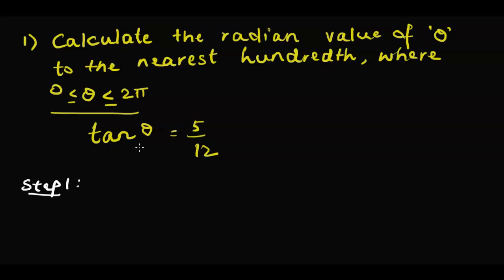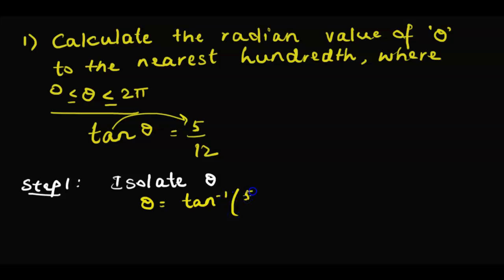Step 1 is to isolate theta. How do we do that in this case? We leave theta on one side and we move this tan to the other side. This would give us tan inverse of 5 by 12. And when we put this on the calculator, we get theta equal to 1.49 radians. Because we are supposed to calculate the radian value, make sure the calculator is in radian mode so that the values that we get are also in radian units.